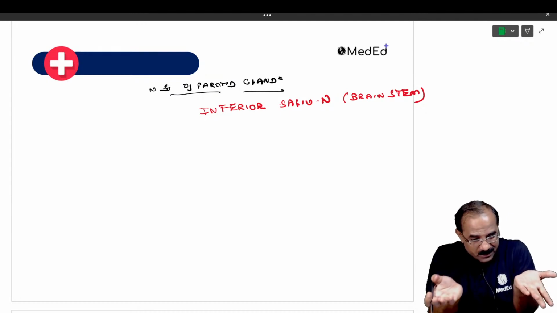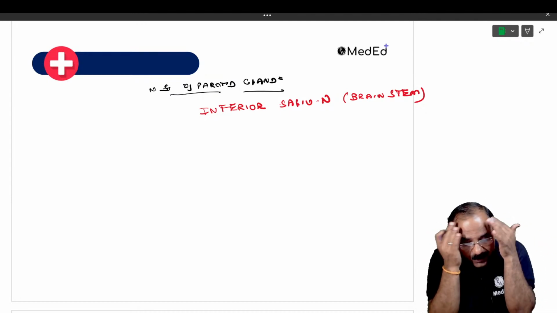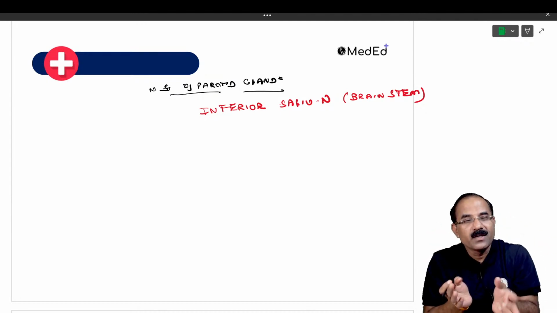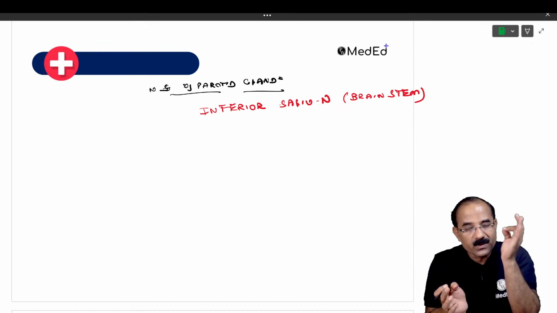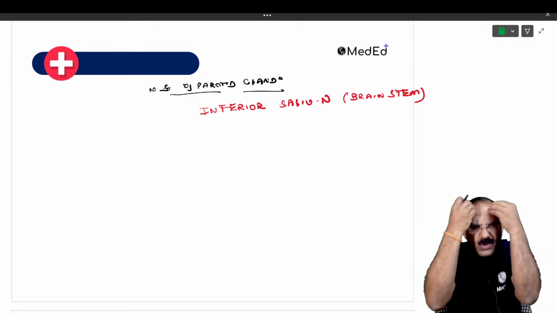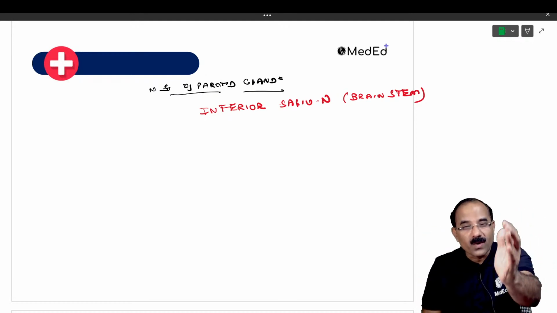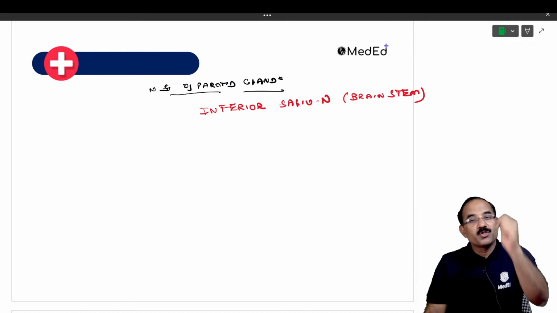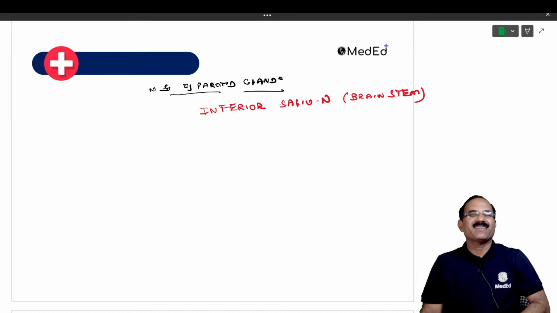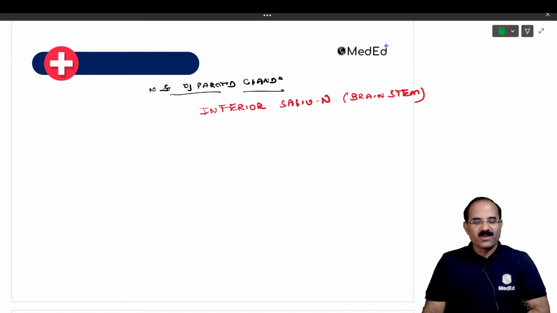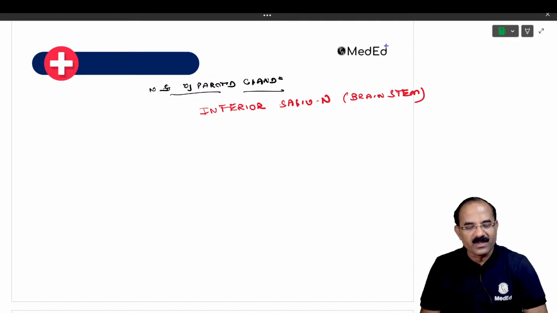So next time, बच्चा, next time अगर आप inferior salivatory nucleus सुनोगे कहीं पे भी, you should be able to tell me this is the nucleus of glossopharyngeal nerve जो parotid को supply करे. That's the nucleus of glossopharyngeal nerve which is going to supply the parotid gland.